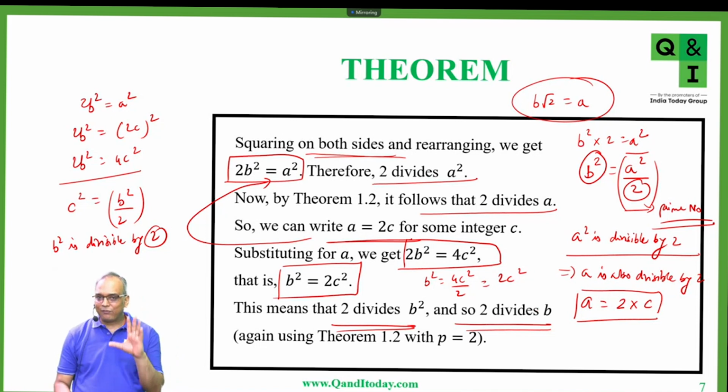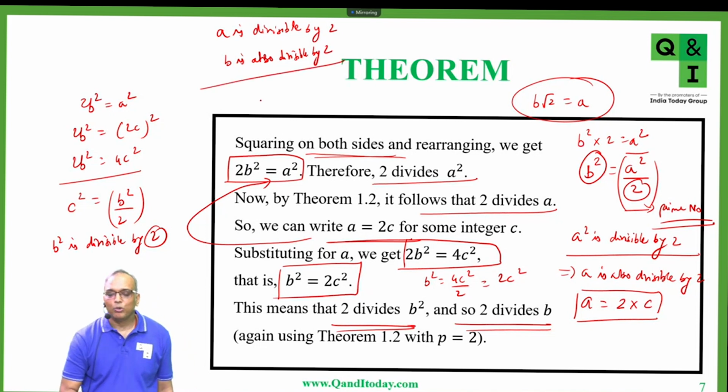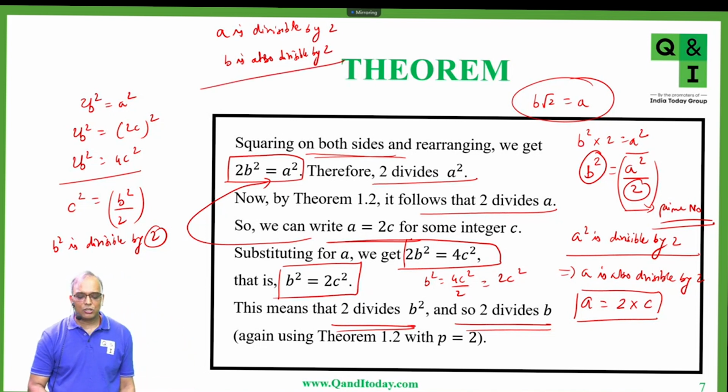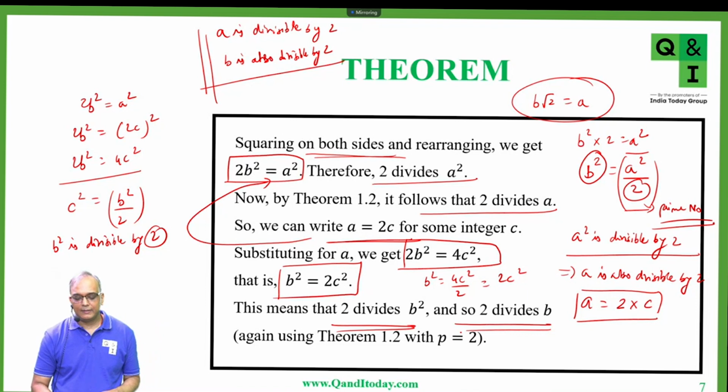So we have two things now. A is divisible by 2, and B is also divisible by 2. Both A and B are divisible by 2. Right? Now, since both are divisible by 2, that means 2 is a common factor between A and B. Is it clear?